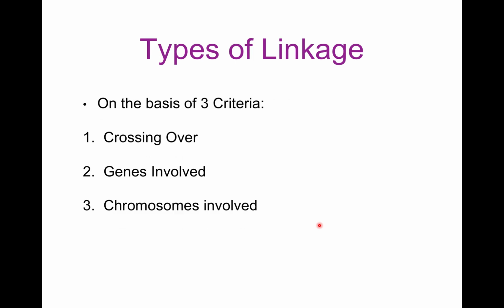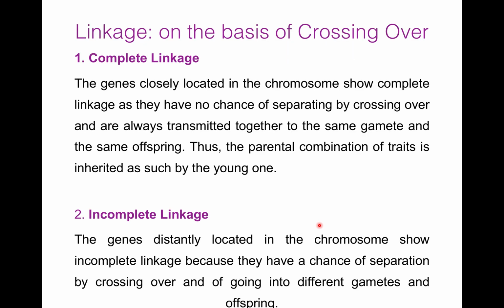So, now types of linkage. On the basis of three criteria, that is crossing over, genes involved and chromosomes involved, there are types of linkage. First, linkage on the basis of crossing over: complete linkage and incomplete linkage. Complete linkage: the genes closely located in the chromosome show complete linkage as there is no chance of separation by crossing over, and they are always transmitted together to the same gamete and the same offspring, and the parental combination is inherited as such by the young one. This is complete linkage.